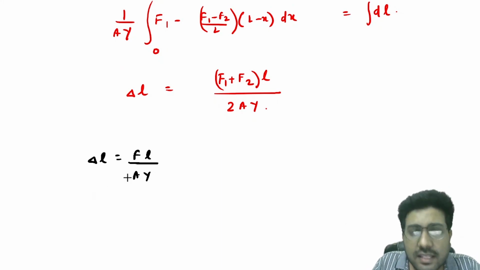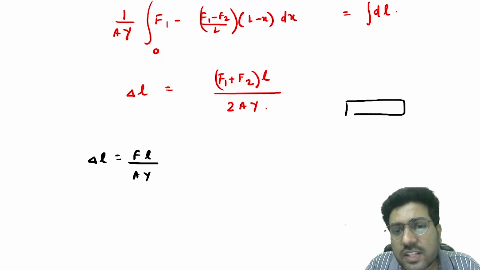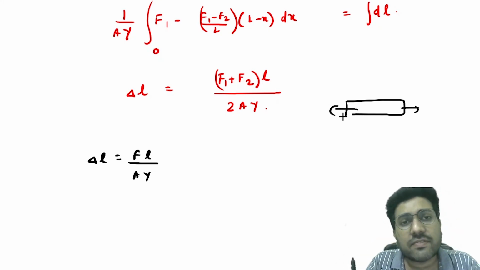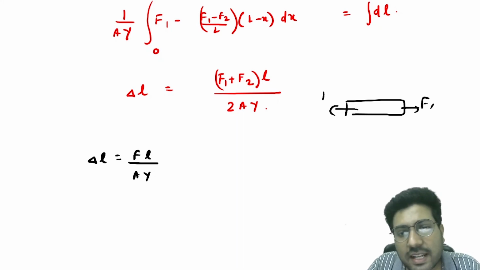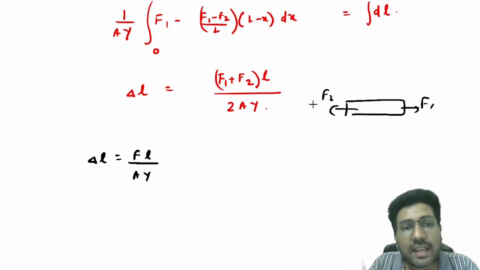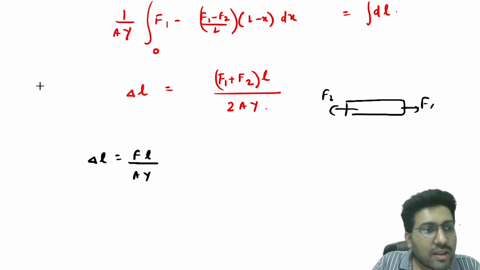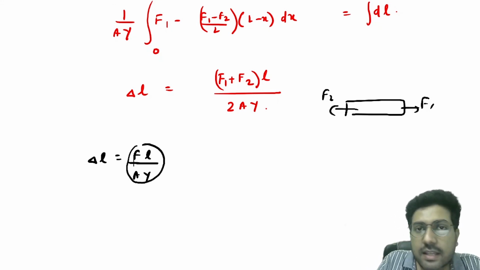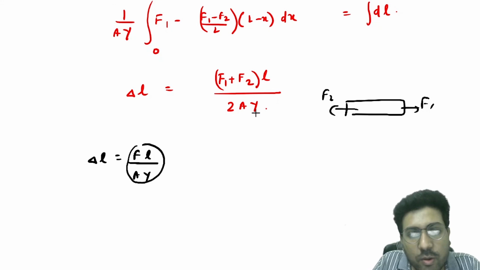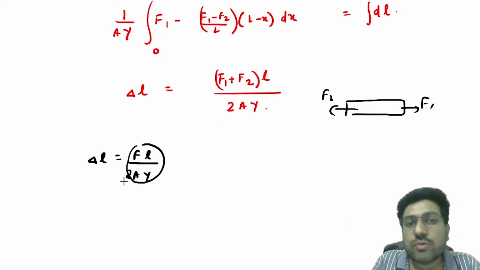In this case, there are two forces which are trying to stretch the body. So the net force which is trying to stretch the body is F1 plus F2. You will say that these two are in opposite directions, so it should be F1 minus F2. No, both are trying to stretch. In the FBD we have written F1 minus F2 only, but in the final answer both will try to elongate this rod. So the elongation will be of this form always. F here is the net force which is trying to stretch, so it is F1 plus F2, L by AY, only the denominator is 2.